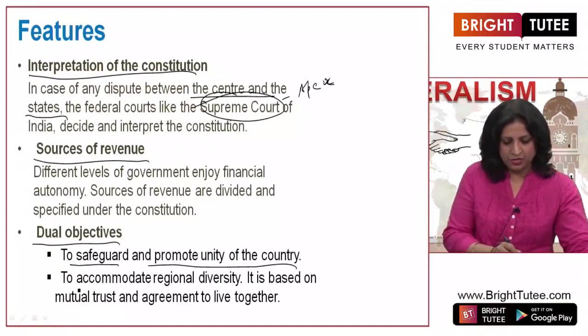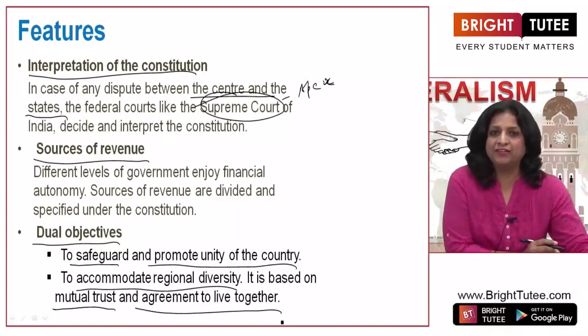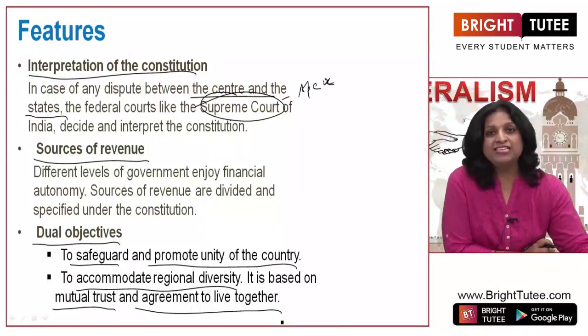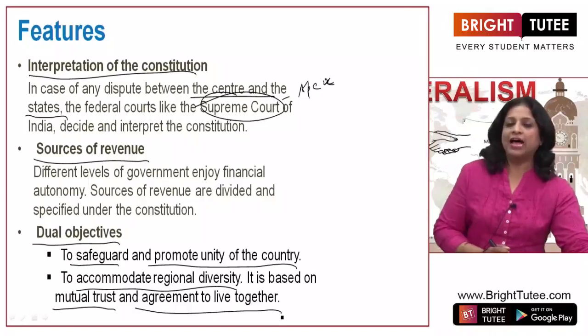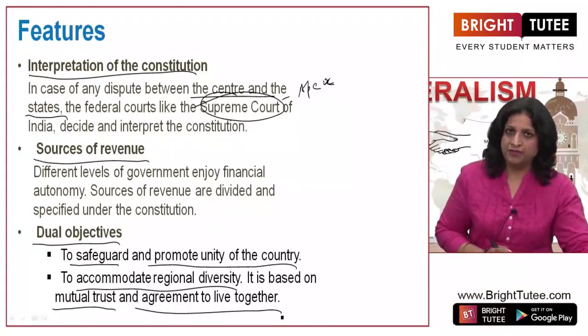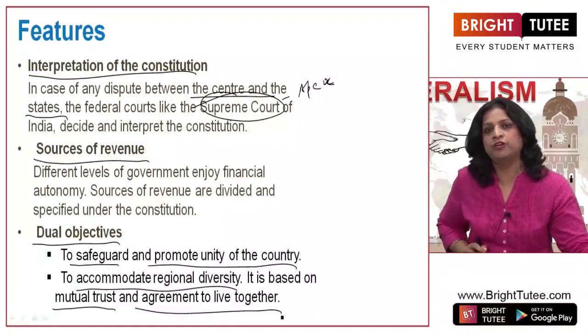And then another is to accommodate regional diversity, and this is based on the principle of mutual trust and agreement to live together. Remember Belgium, the Dutch speaking accepted the French speaking at the central level, and similarly in Brussels, the French speaking minority accepted the Dutch in the capital city. So that was the mutual trust and the agreement to live together, and this is the major principle which works here. So federalism is based on the principle of mutual trust and agreement to live together.